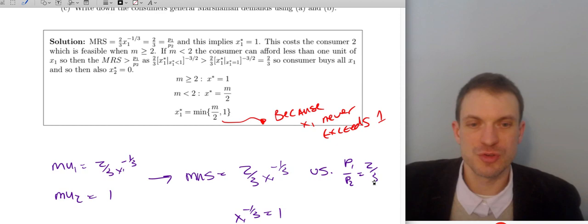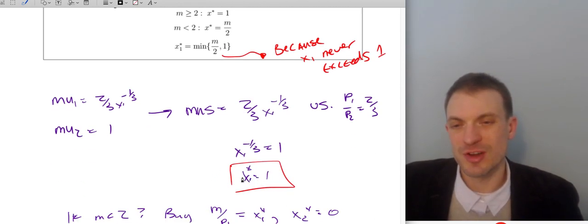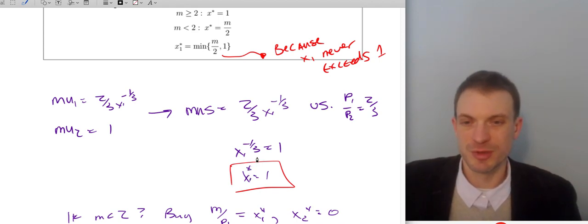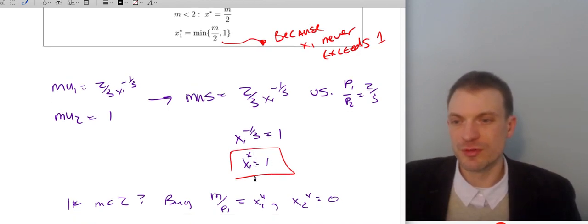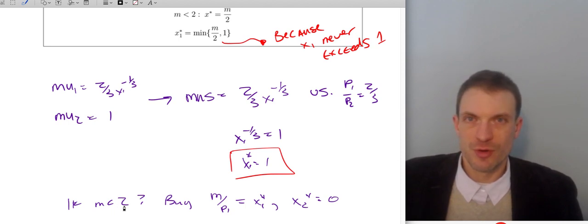Compare this to the price ratio, which is 2/3. The 2/3 cancel, so my optimal selection of good 1 is 1. Remember, with quasi-linear utility, there's one of the goods that the consumer is completely fixated on. They're going to make sure that they get that amount. And so Bob's going to get 1 unit of good 1. What if income is smaller than 2, meaning Bob can't afford a full unit of good 1?